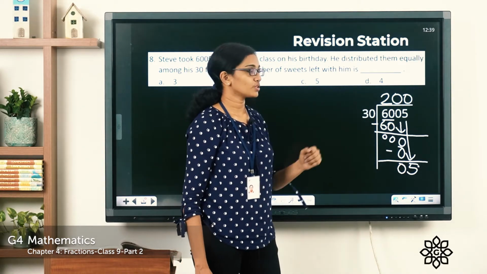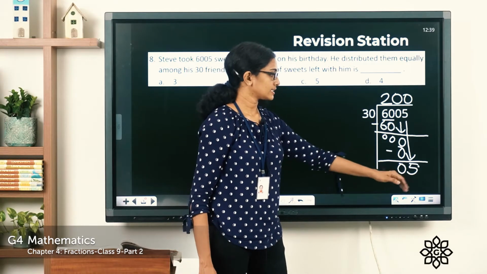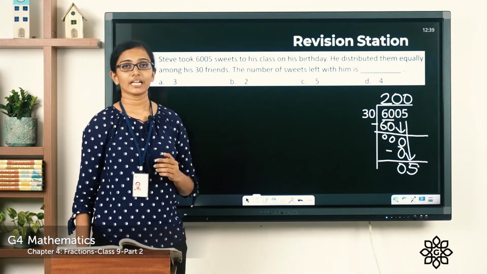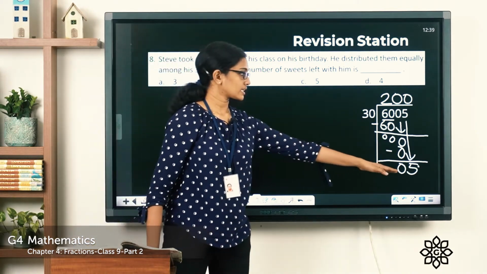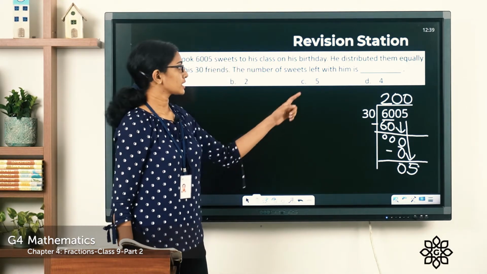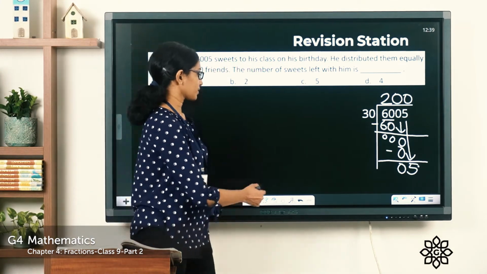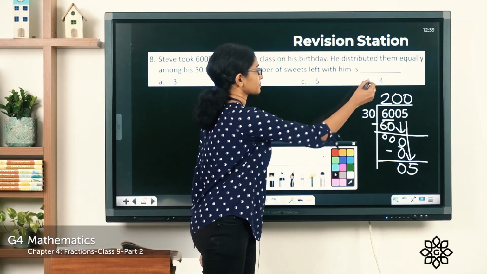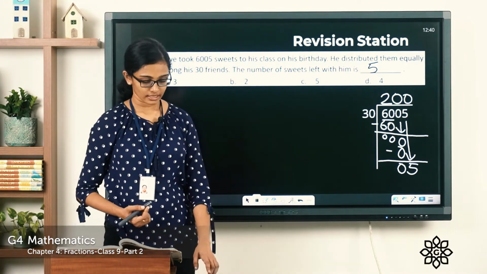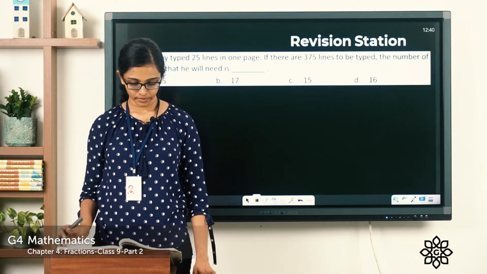So here we have the quotient 200 and the remainder 5. So the question, the number of sweets left with him is, the answer is the remainder 5. So what is the correct option here? It is option C, 5. So you can write it here. I hope you are clear with this question. Now let's move on to the next one.